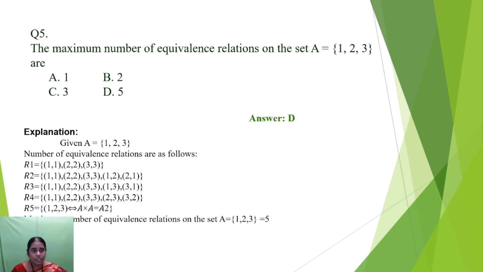Here they are asking about the number of equivalence relations. So we can calculate 5 equivalence relations in case of R1, R2, R3 and R5. They are asking for the maximum number of equivalence relations. We can find 1 equivalence relation, we can find 2, we can find 3, and also we can calculate 5. But they are asking about the maximum number of equivalence relations, so our answer is 5.